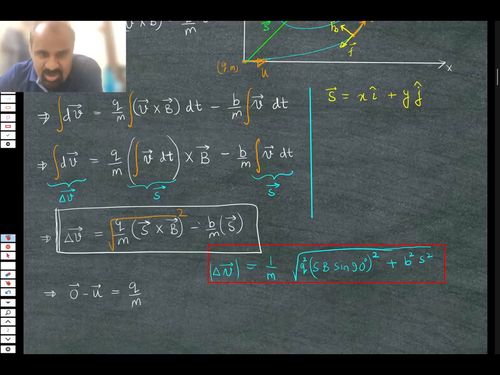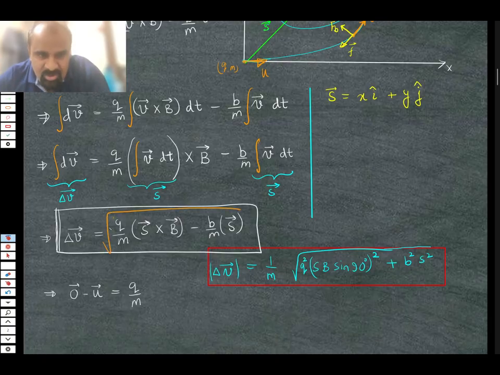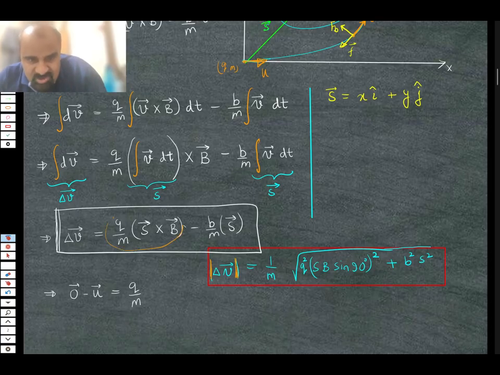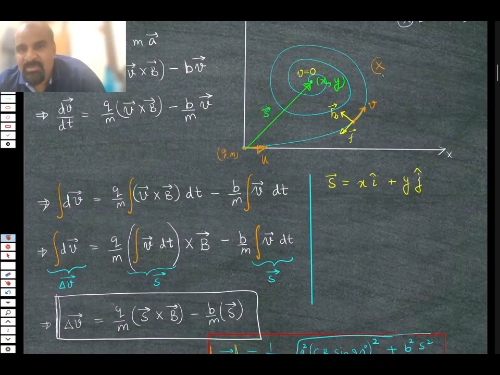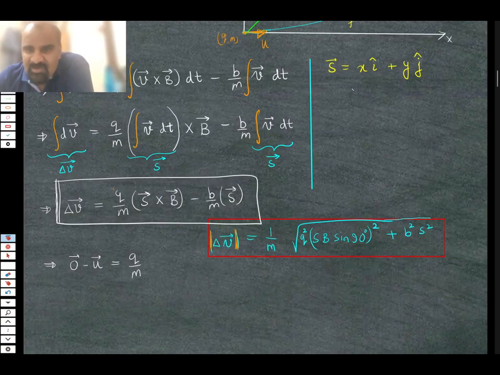So under root of this square plus this square is going to give you this, in terms of magnitude. So, magnitude of change in velocity, not speed, is equal to 1 by m, which is common, so I'm taking it outside. Under root of this square, if you do s cross b, it will be sine 90 degrees, because s vector is in the plane of the board and b vector, don't forget, is into the plane of the board or plane of the screen. Plus this. So that way you can find the magnitude of displacement.